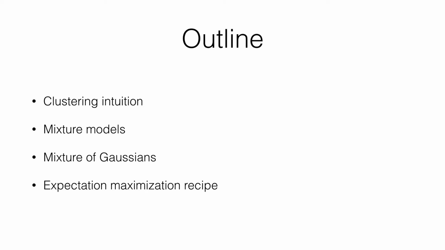Then I'll explain mixture models, which is one strategy for formalizing the goals of clustering. And then we'll look at one specific instance of a mixture model called the mixture of Gaussians, or a Gaussian mixture model, which is probably the most famous form of mixture model. And then we'll look at the expectation maximization algorithm and see how that can be used to learn the parameters of a Gaussian mixture model, and specifically how it gets around some of the computational and statistical challenges that come with trying to learn the parameters of a mixture model.